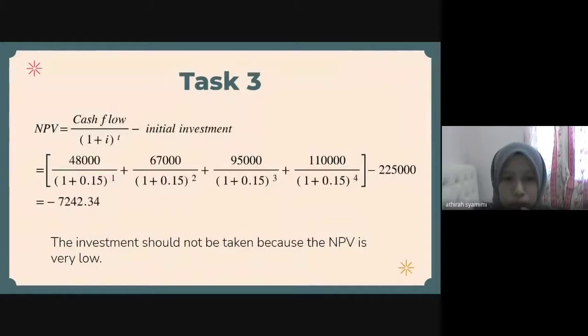So we will use the equation of net present value, and the initial investment is 225,000, and we will get negative 7,242 ringgit and 34 sen. So the investment should not be taken because the net present value is very low.